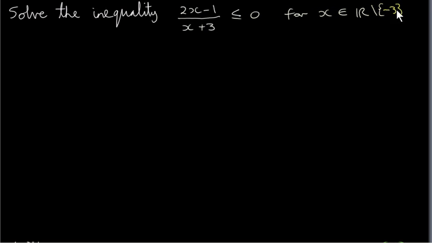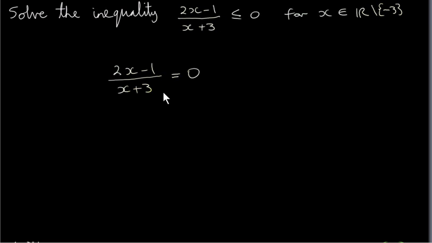The reason that x cannot be minus 3 is that we can't divide by 0. If we plug in minus 3 for x, we will get division by 0. We will get 0 in the denominator. So if we think of this as a function, it's defined for all real numbers except for the number minus 3.